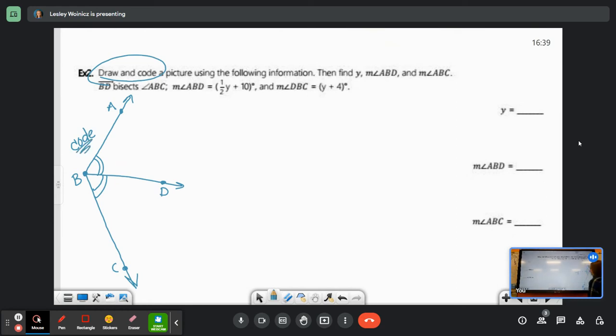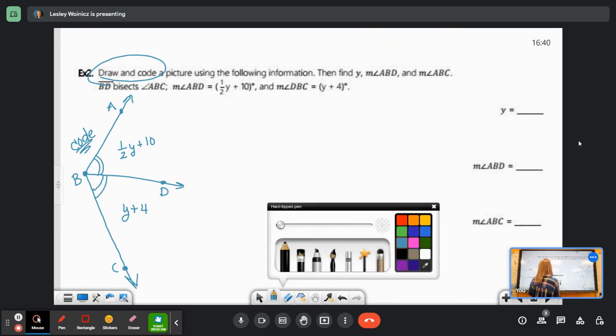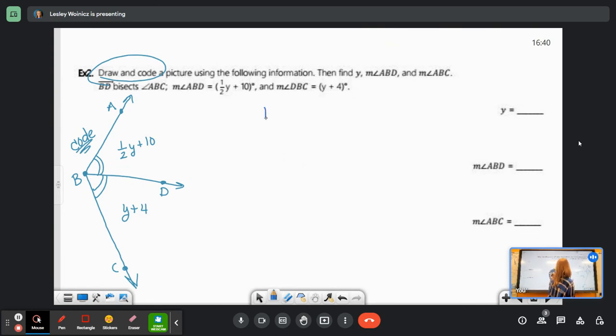Okay, we're given some more information. We know that the measure of angle ABD is 1/2 y plus 10. And the measure of angle DBC is y plus 4. Okay, but those two are congruent, so their measures have to be equal. So that's my equation. I can just set 1/2 y plus 10 equal to y plus 4. So that's what we're going to do. So 1/2 y plus 10 equals y plus 4.